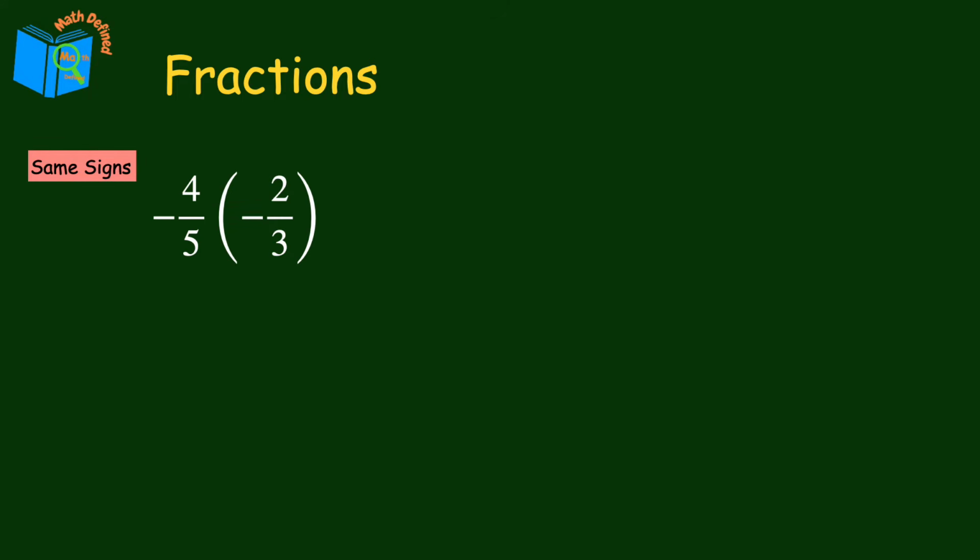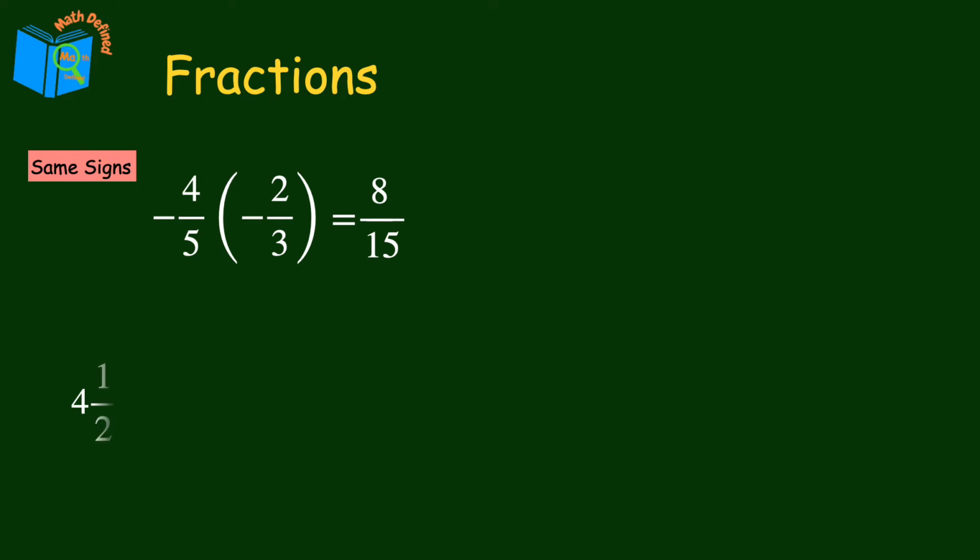Now let's switch to multiplying a pair of fractions with the same signs. Negative 4/5 times negative 2/3. Since the signs are the same, the product will be positive. First, we'll multiply the numerators. 4 times 2 is 8, and then the denominators. 5 times 3 is 15, resulting in the positive product, 8/15.